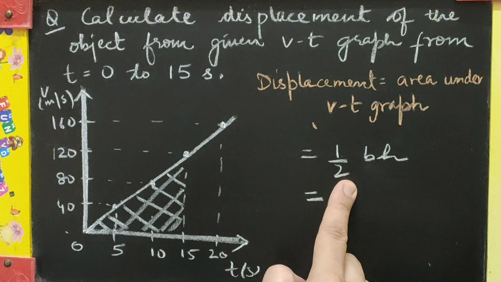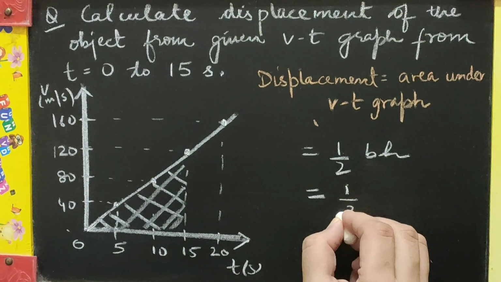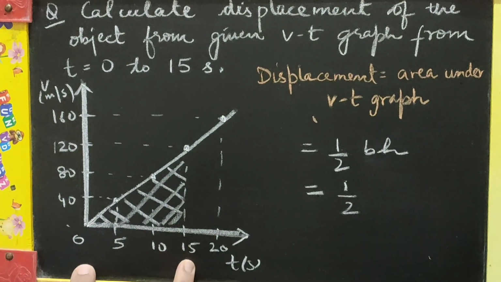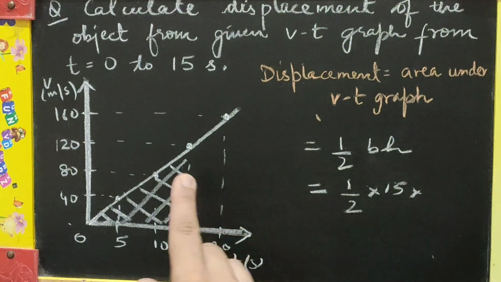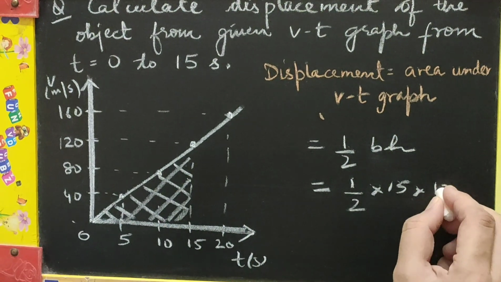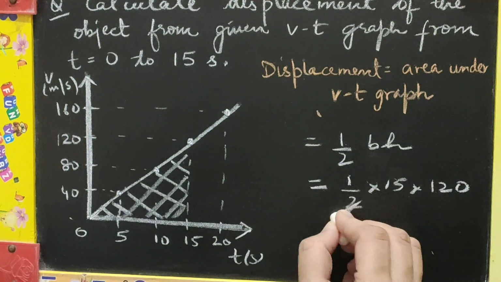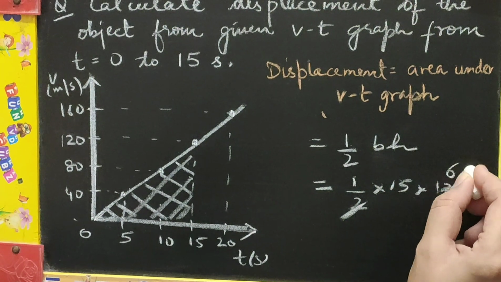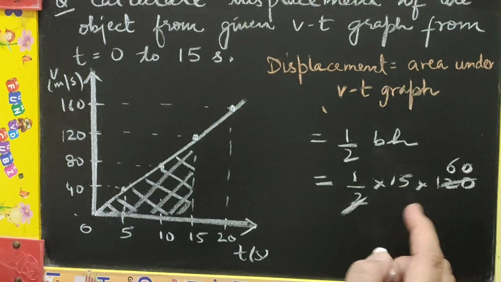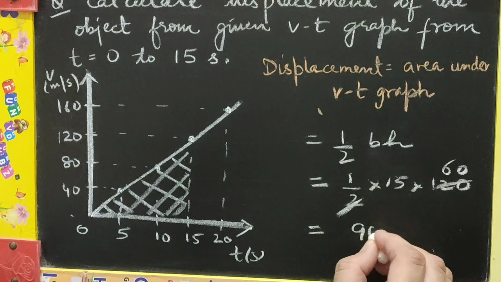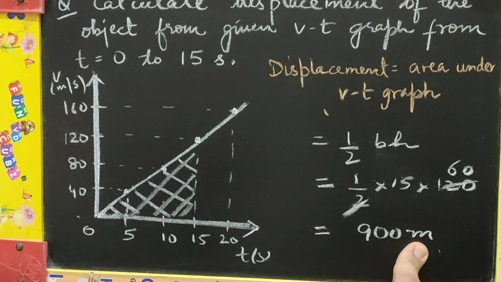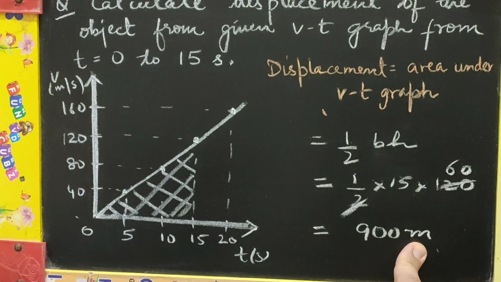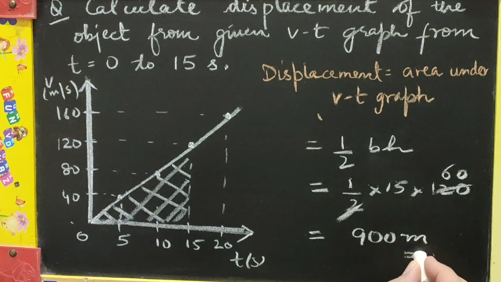So putting the values here, half as it is, base 15 seconds and height of the triangle 120 meter per second. Simplifying this and further simplifying, we get that the distance or the displacement covered by the object is 900 meters. Again, I am emphasizing, be careful with the units.